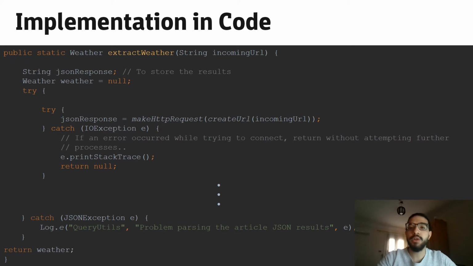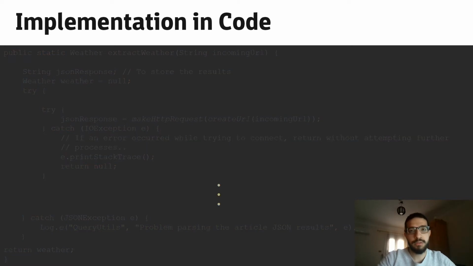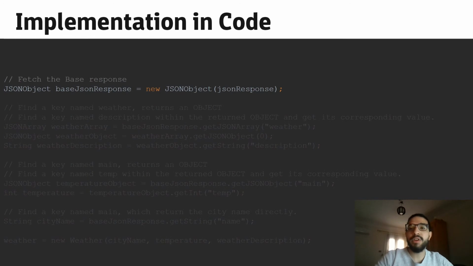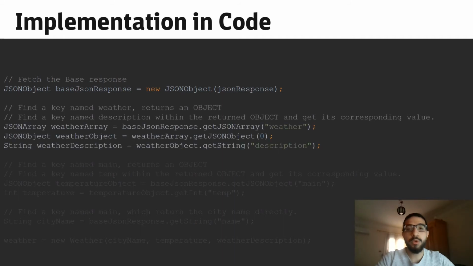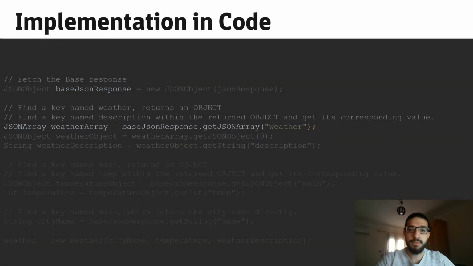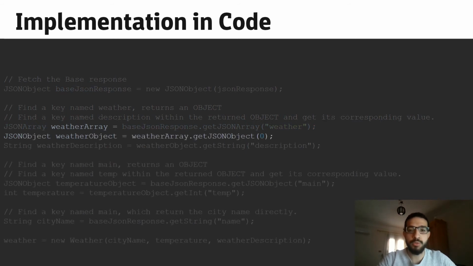The next try and catch block catches errors in the parsing of the JSON itself. Now comes the part of the actual parsing. First, we will convert the plain string containing the JSON response to a JSON object. We will then use the object we just created to find the array value corresponding to the key weather. Then, we will get the one and only element of that array and cast it to a JSON object as well.